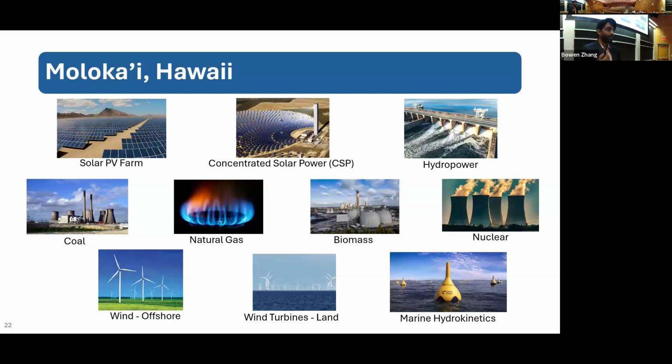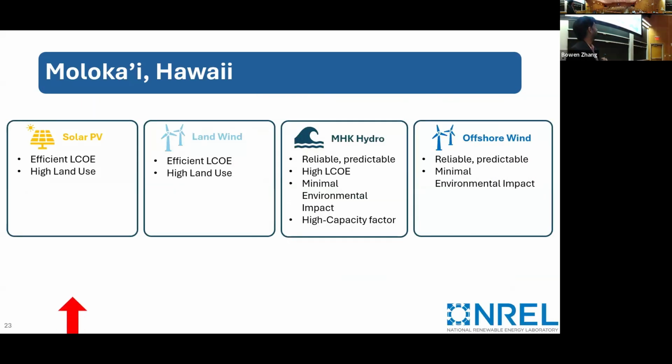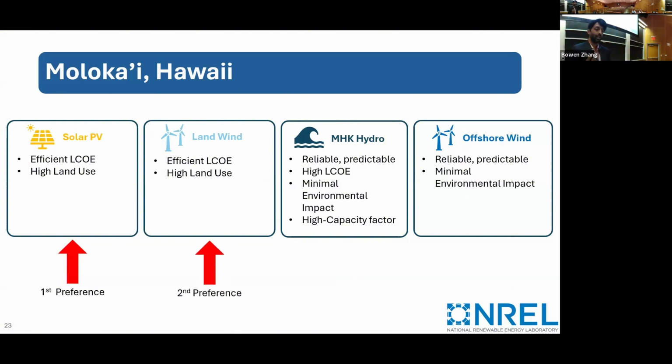We did the same: we applied all these objectives to that community and defined the power requirement. Most of the technologies were rejected, because each technology has its own pros and cons, and we were left with only four. As per our framework, solar PV is the most suitable for that remote community, the second is land-based wind turbines, the third preference is marine hydrokinetics, and the fourth is offshore wind.